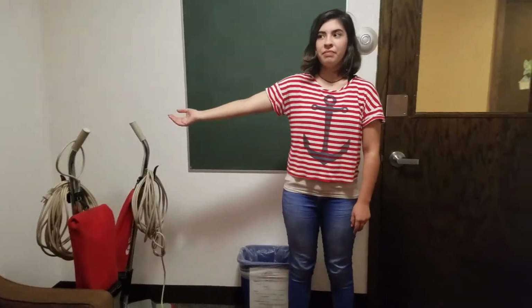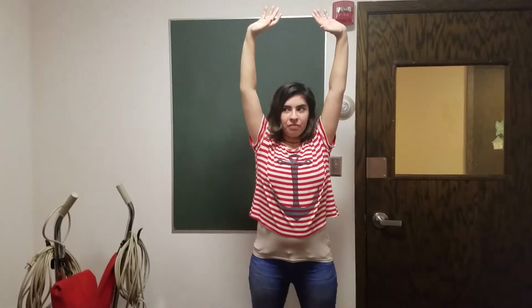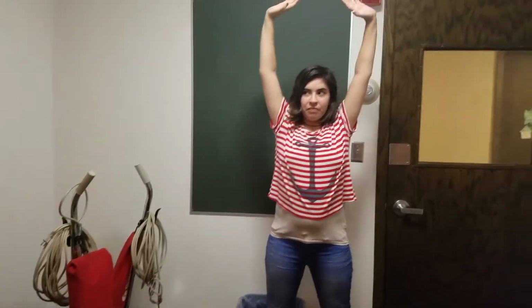Next, we're going to be talking about abduction. Abduction is when a bone in the frontal plane, in this instance her arms and her legs, are moving away from the midline or the middle of the body. And then we're going to be talking about adduction, which is the opposite of abduction, and it is the movement in the frontal plane back towards the midline.